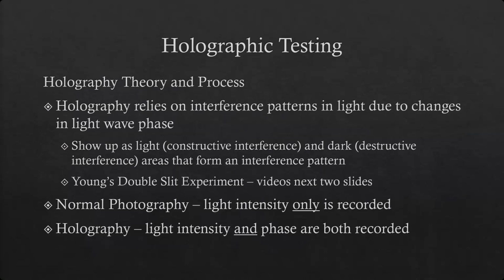When you get two waves that are in phase where the peaks are together, when you add them together, the resulting peak gets bigger, the resulting trough gets lower, or when they're in opposite phase, they can cancel each other out to some extent. And so with light, that creates dark and light areas from the interference pattern. And this is demonstrated with something called Young's double slit experiment. In the next two slides, I've got videos.